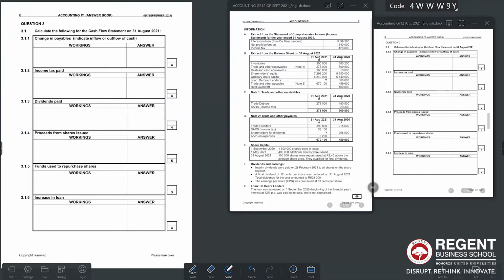financing, you must sit down, talk to yourself and say, financing, how did I finance my business? Did I sell shares? Did I buy back shares? Did I take a loan? Did I repay a loan? That's all that goes under financing.